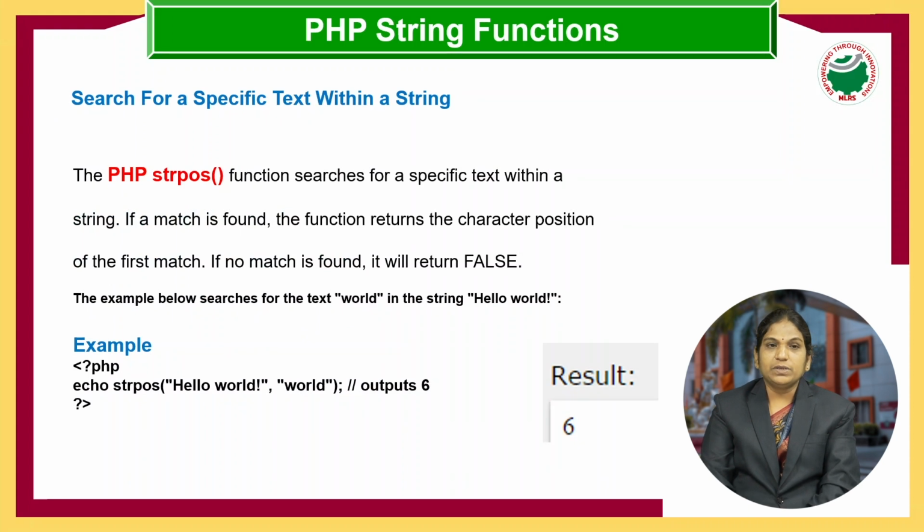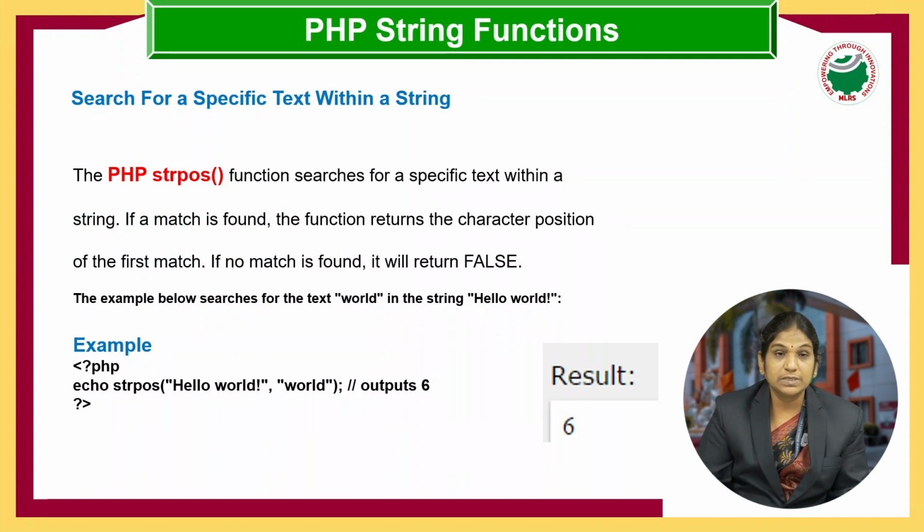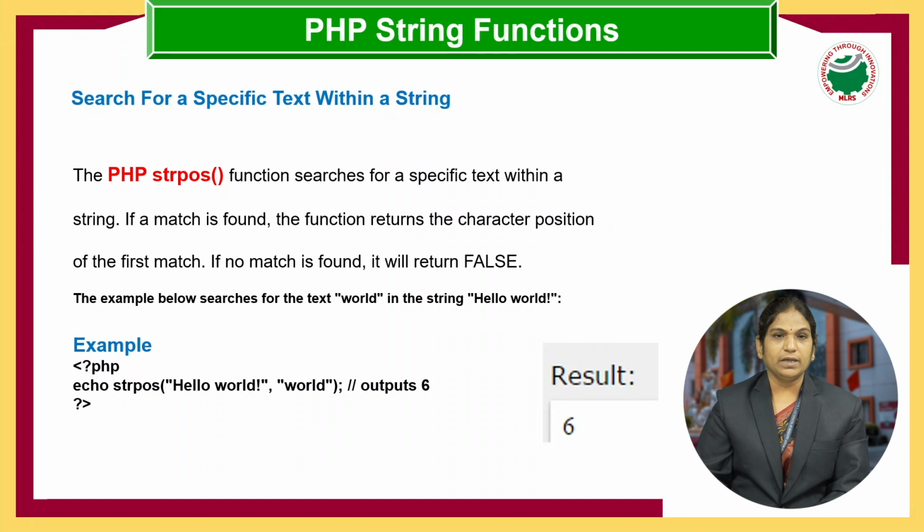The next string function is to search for a specific text within a string. Here, PHP strpos, which means string position function, is going to search for a specific text within a string. If the match is found, then the function returns the character position of the first match, and if there is no match, it gives the output as false.